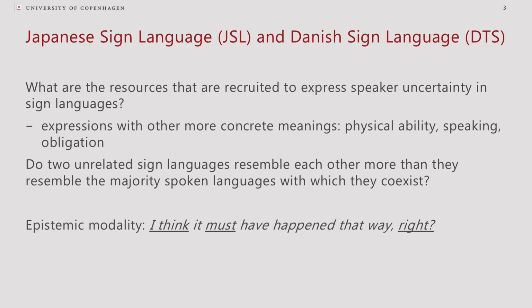We know from spoken languages that words or morphemes with more concrete meanings are often used also to express epistemic modality. So do we find the same type of pathway from signs having a concrete meaning like physical ability, speaking or obligation, to these more abstract meanings of uncertainty?